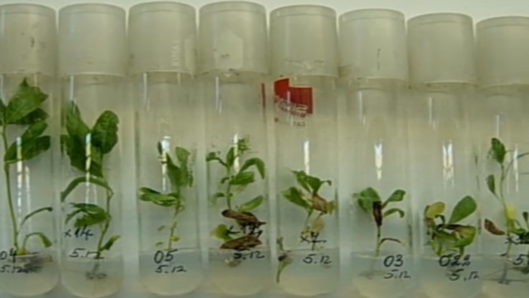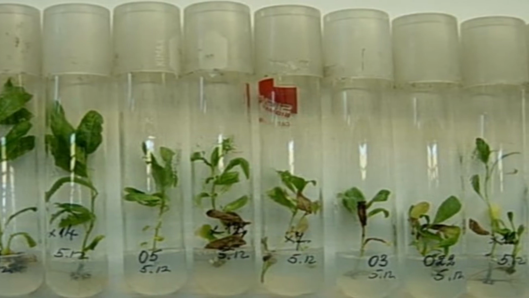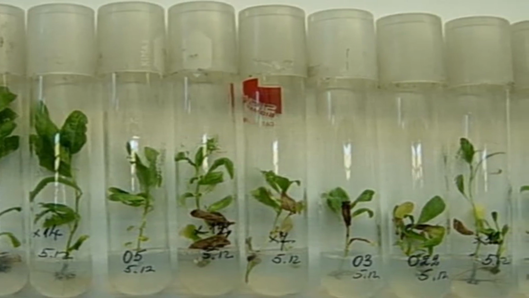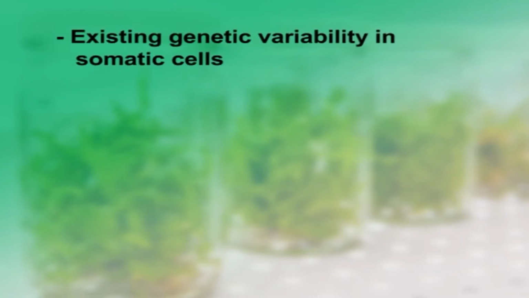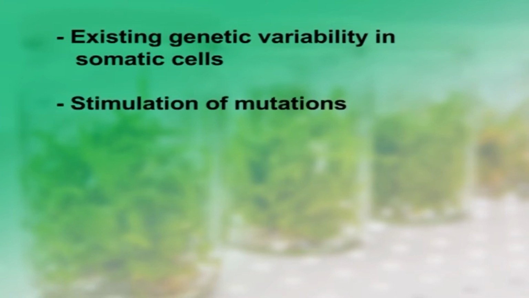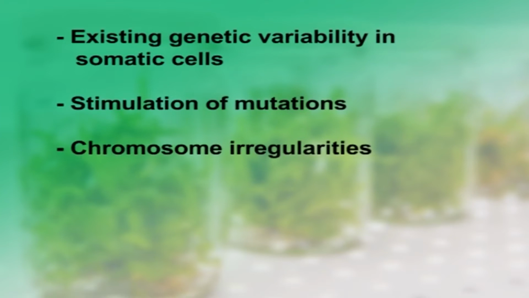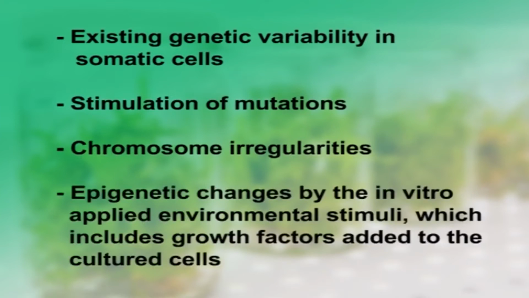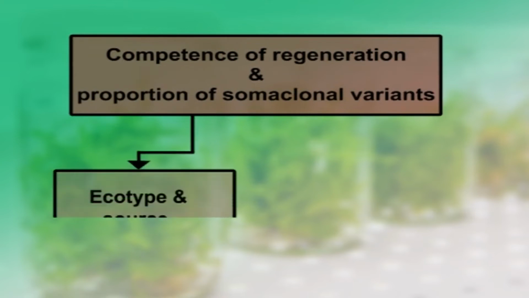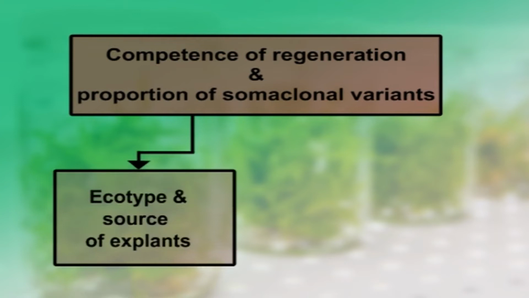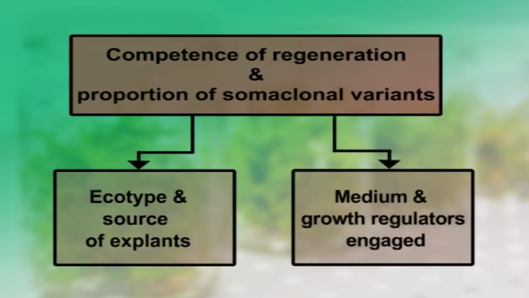in vitro selection of cells and tissue variants, which have resulted from factors such as the existing genetic variability in somatic cells, stimulation of mutations, chromosome irregularities, and epigenetic changes by the in vitro applied environmental stimuli, which include growth factors added to the cultured cells. The competence of regeneration and the proportion of somaclonal variants are significantly subject to the ecotype and the source of explants, as well as the medium and growth regulators engaged.